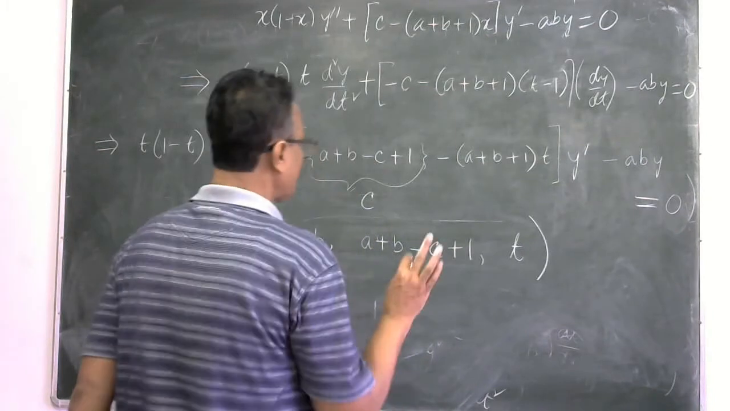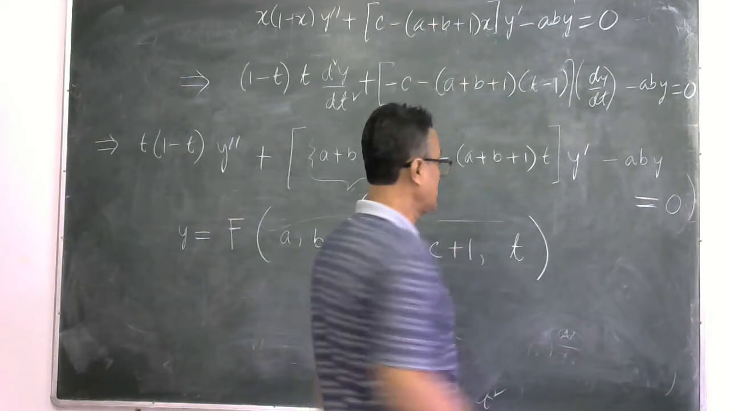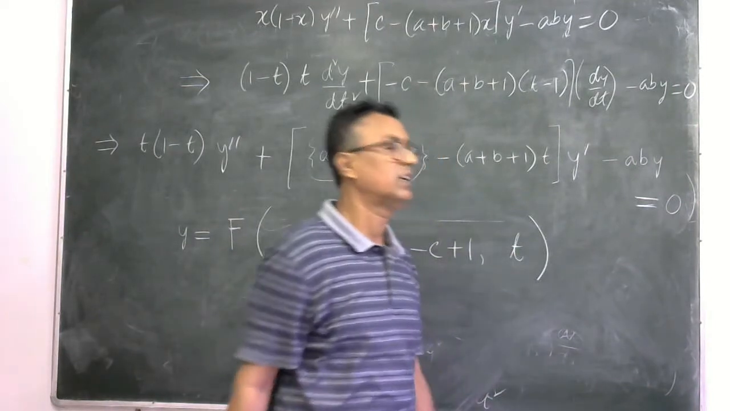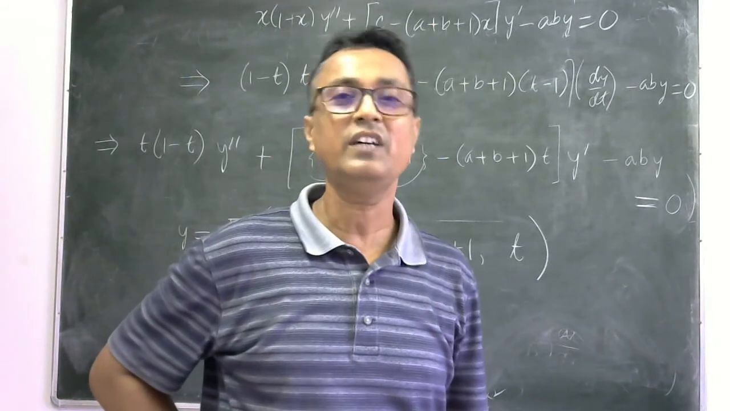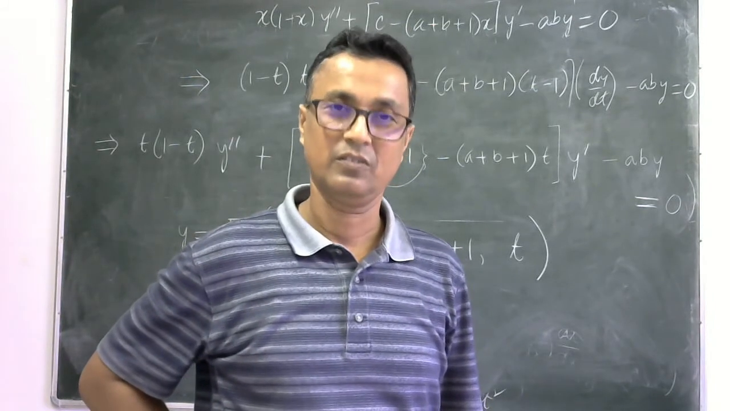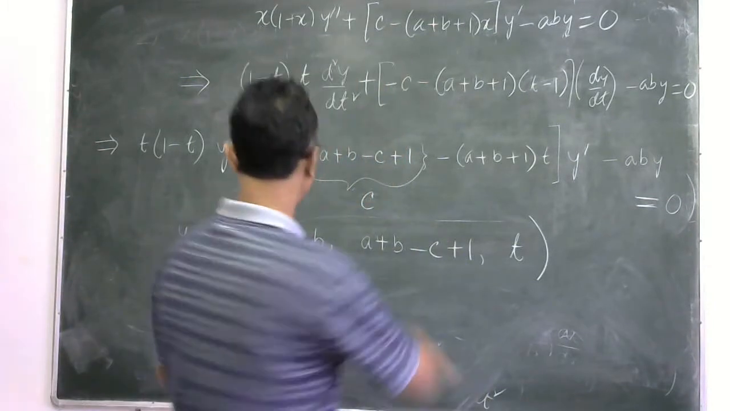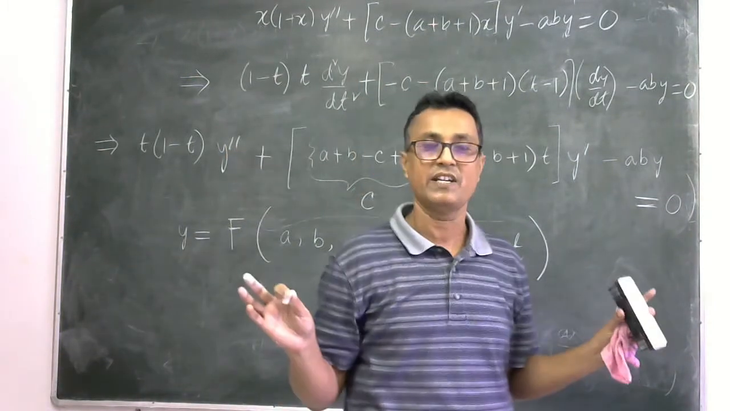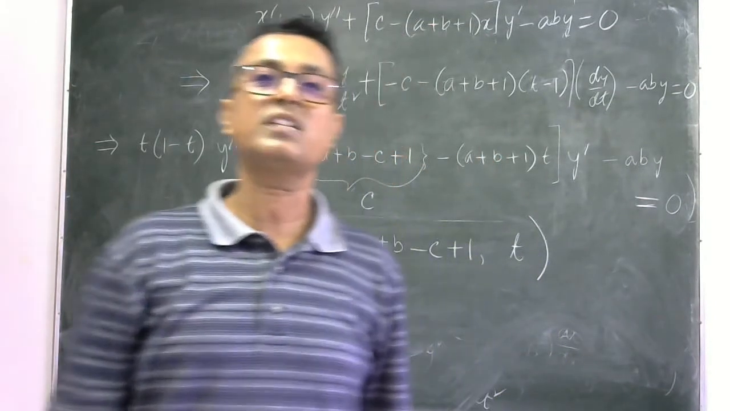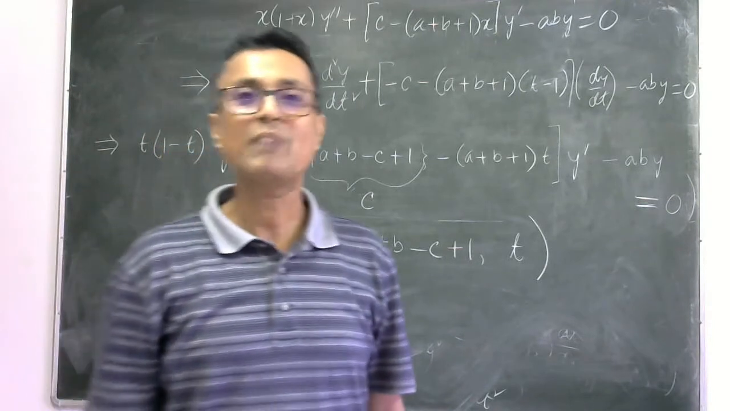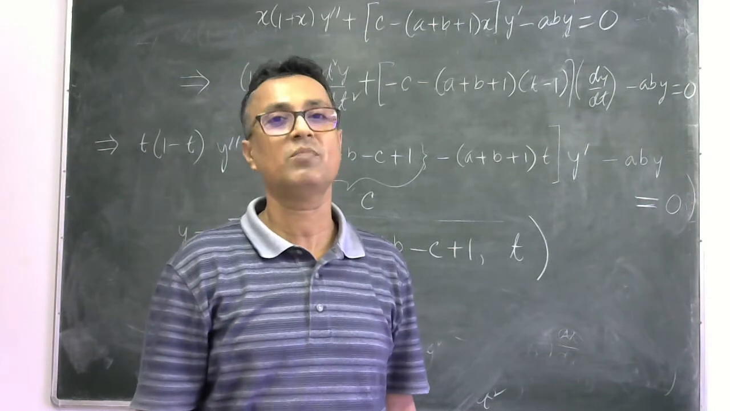Okay. And then what you do? In order to get the final solution, you simply replace t by 1 minus x. That's it. Okay? Eventually, this is going to give you a series in t, right? So then, what you do, simply replace t by 1 minus x. That is going to convert everything into your original variable x.